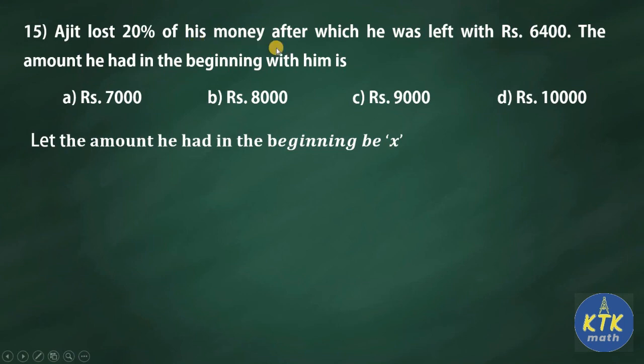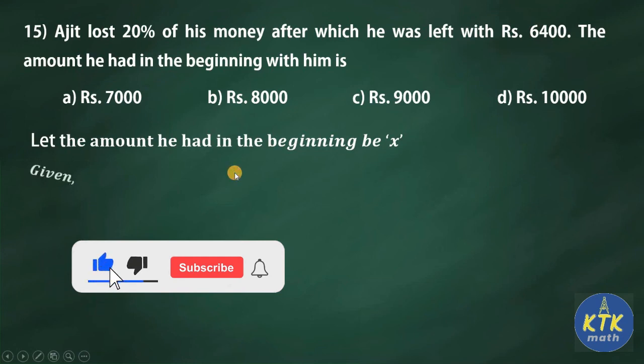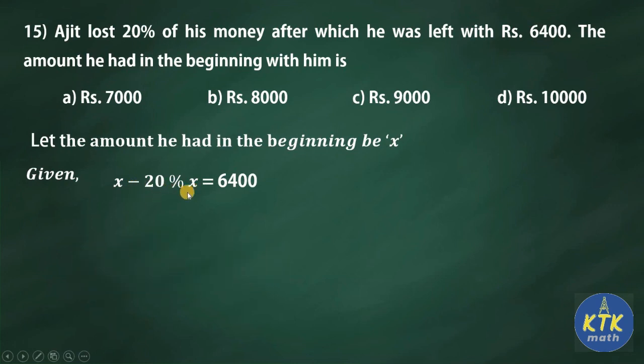Using the question statement, you are going to write your expression first. You can write that as X minus 20% of X equal to 6400. This is a very important step in your sum, because converting the statement into an expression is very important. Ajit lost 20% of his money. Lost means what? Subtracted 20% from the total amount. The total amount I am taking as X. From that he lost 20%. After losing the 20%, he remains with 6400.